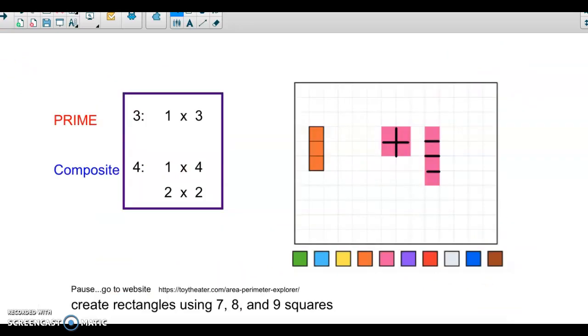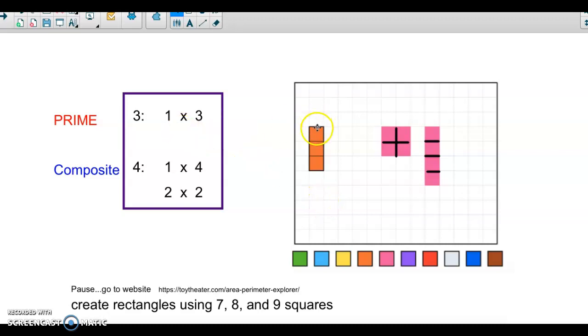Now I'm going to have you try something that will illustrate what prime numbers can look like. I've taken two numbers, 3 and 4. 3 is a prime number because it only has one set of factors, 1 and itself. 4 is a composite number because it has more than one set of factors. In a minute, you're going to go to this website, and you're going to take 3 tiles if you're doing 3 and 4 tiles if you're doing 4, and see if you can make rectangles.